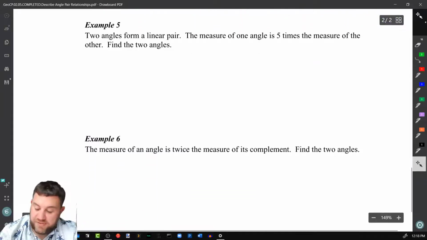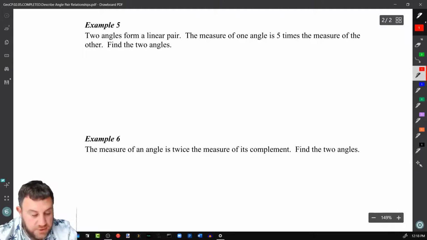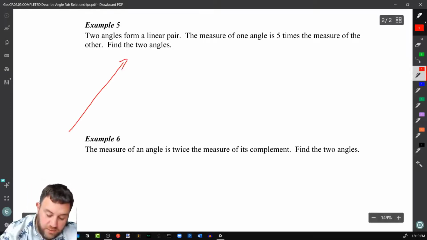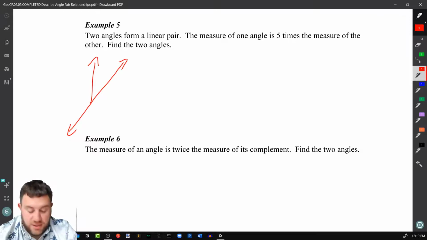Now everyone's favorite thing to do is word problems, so let's try a couple of these. When you're doing these in geometry, it's always helpful to try to draw the picture. So 2 angles form a linear pair. So we know that it's going to look like this. A linear pair always looks like that. The measure of one angle is 5 times the measure of the other. So find the two angles.